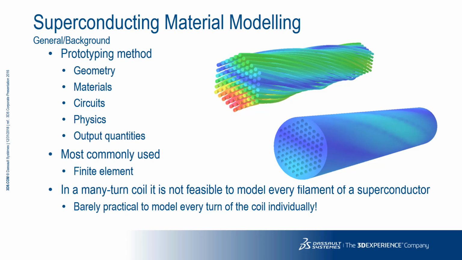This statement can be highlighted by looking again at the bismuth wire used in the high field coil I showed earlier, which contains several hundred filaments of superconductor in a supporting matrix. Clearly, the number of elements we'd require to resolve even a short section of such a wire would be excessive, let alone many coils of many turns contained within a larger system.